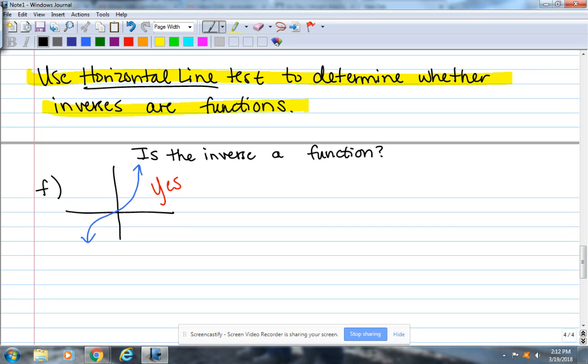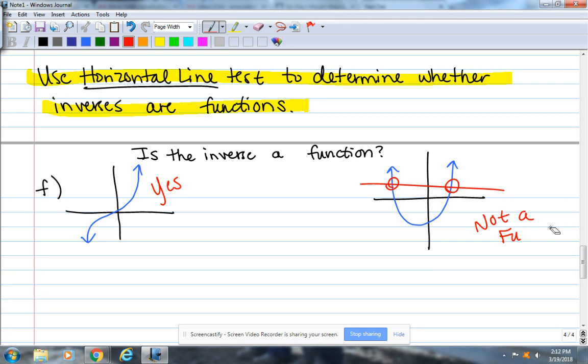All right, but what if you have a graph like this? And y'all tell me what the name of this is called. What's that called? A parabola. Is this one going to pass a horizontal line test? No, because if I draw my horizontal line right there, how many times am I touching it? Right here and right here. So is the inverse of this parabola a function? No, not a function.